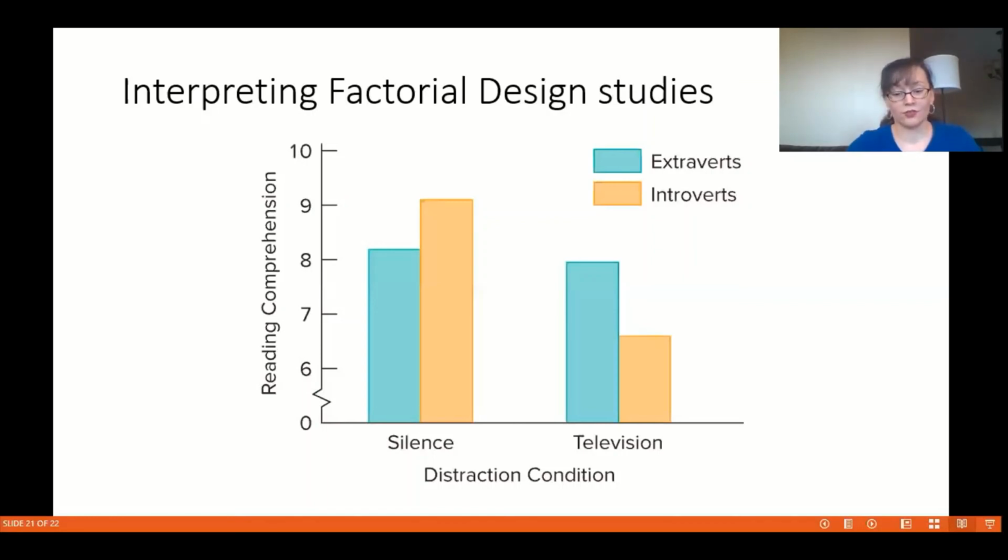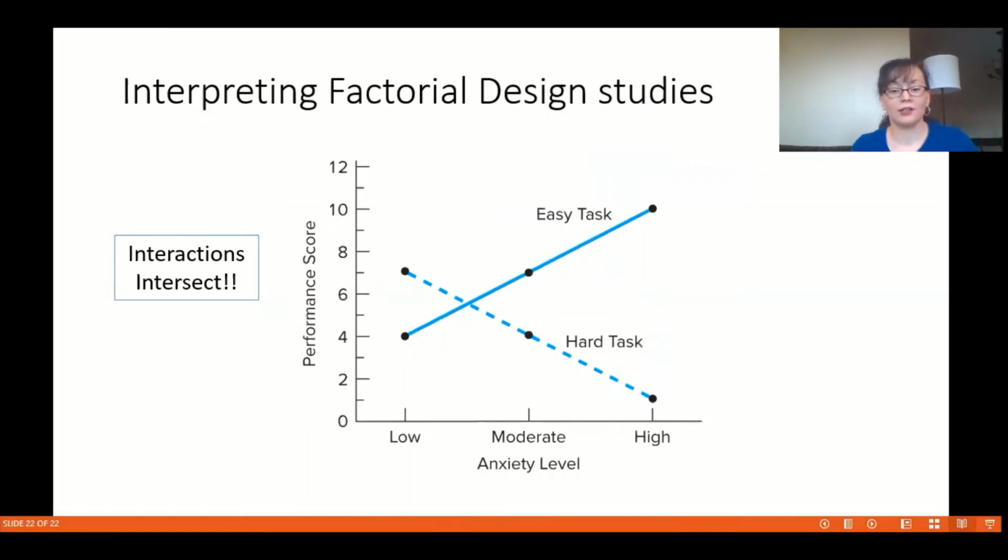The other kind of graph that I'll show you is something like a line graph like this. And so we can graph both of our variables on the same chart, essentially. And what's important to take away, and I'm not going to get too much into what this example means or what's being represented here, but the important part is when we have a factorial design, more than one independent variable, and we're looking at a line graph like this.